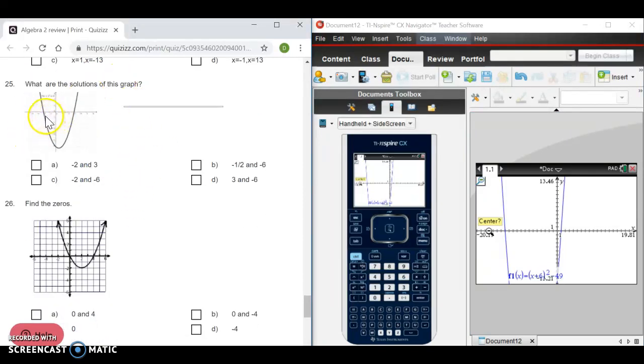Now, which are the solutions of this graph? This is really simple. I want to see exactly where it's crossing the axis. So this looks like 1, 2, looks like positive 3, and this looks like 1, negative 2.